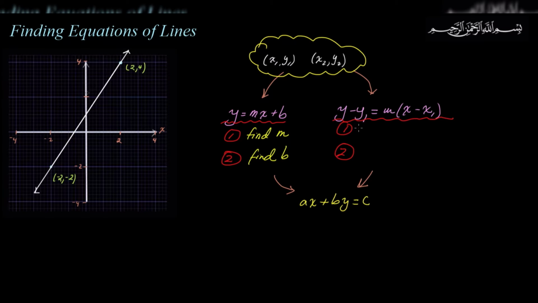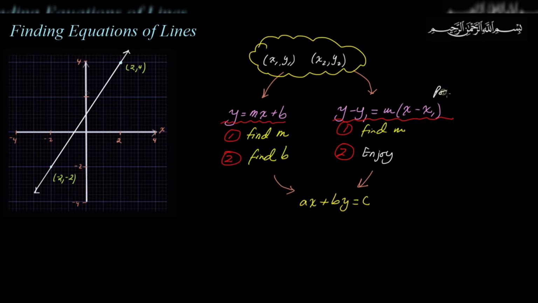Then in the point-slope form, it's very similar. The first step is finding the slope. That's over here. Now, the second step is pretty easy. I like to tell my students that there is no second step here. Basically, you enjoy, because you need to find a point.